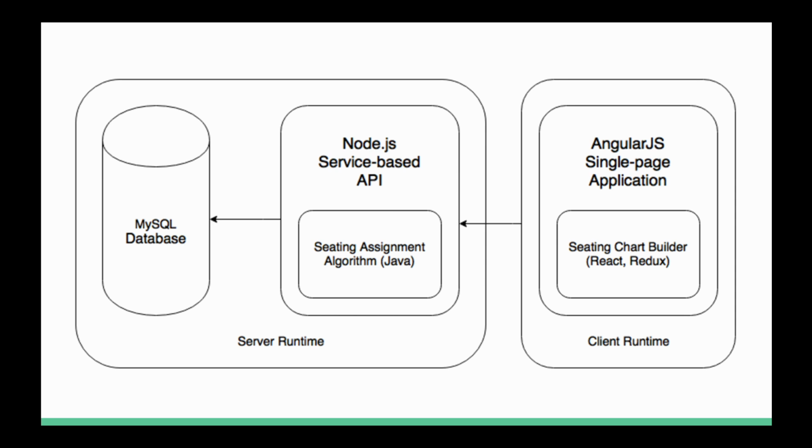So here you can see our high-level architecture in drawing form. You have the server on the left, client on the right. Looking at the server, you can see that we have a MySQL relational database, and we have a Node API that's communicating with that database. Within the Node API, we have our seating assignment algorithm, which is written in Java. So that's a completely separate component. It's invoked by the Node API.